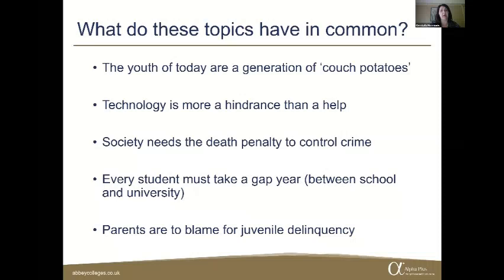Possibly. Okay, that's very interesting. Anything else? What kind of topics are they? The youth of today are a generation of couch potatoes. Technology is more a hindrance, hindrance means problem, than a help. Society needs the death penalty to control crime. Every student must take a gap year between school and university. And finally, parents are to blame for juvenile delinquency. Juvenile delinquency means young criminals, youth criminality.